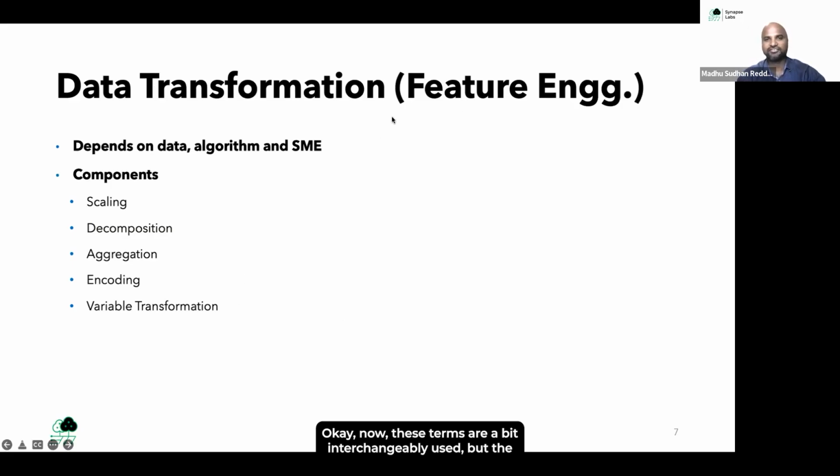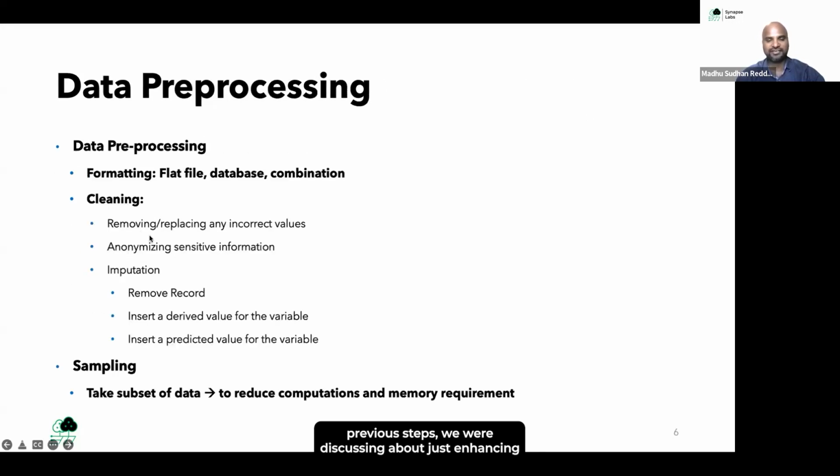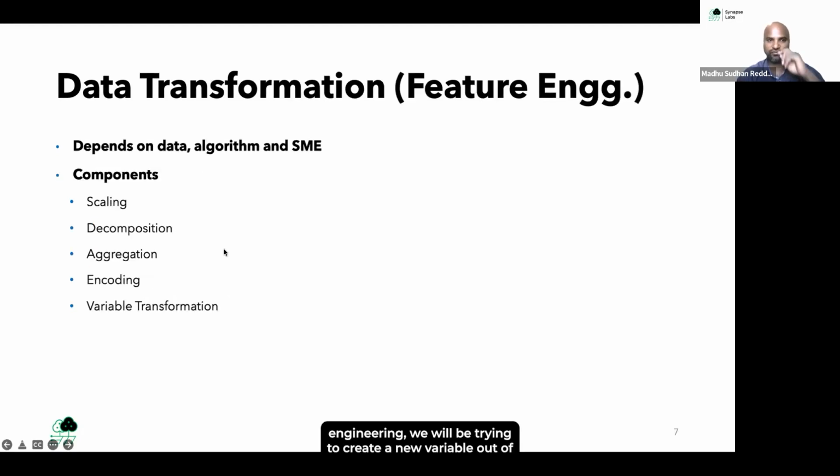These terms are a bit interchangeably used, but the most popular terminology is feature engineering. In the previous steps, we were discussing just enhancing the quality of the data, and we were not trying to change or derive some information out of an existing variable. But in the next step, data transformation or feature engineering, we would be trying to create a new variable out of an existing variable. So basically, do some sort of transformation. And there are different methods that we can use for this entire feature engineering.